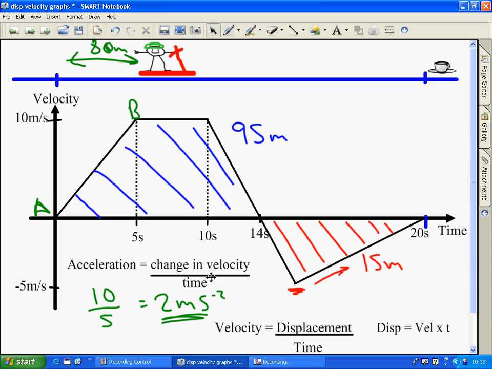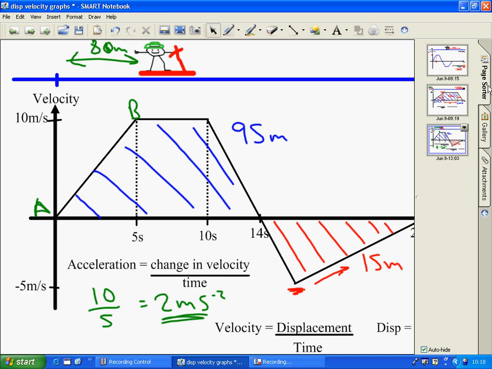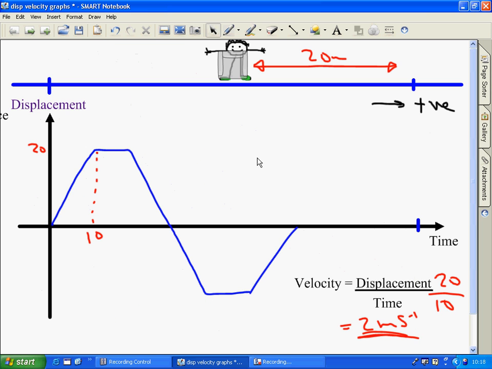Right, so to recap, key points are: on a displacement time graph, oh, Bob's still having a rest. Good, I think he's fallen asleep.